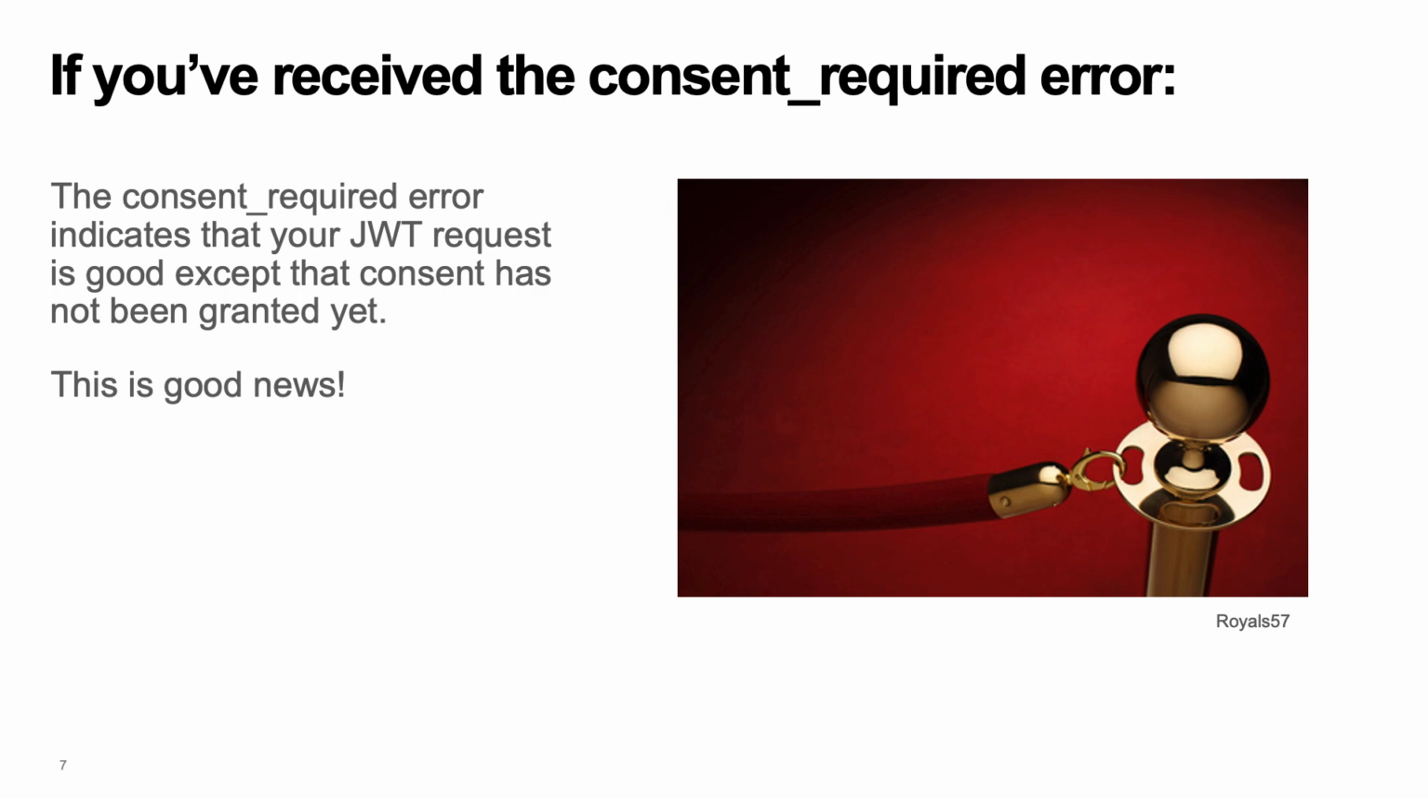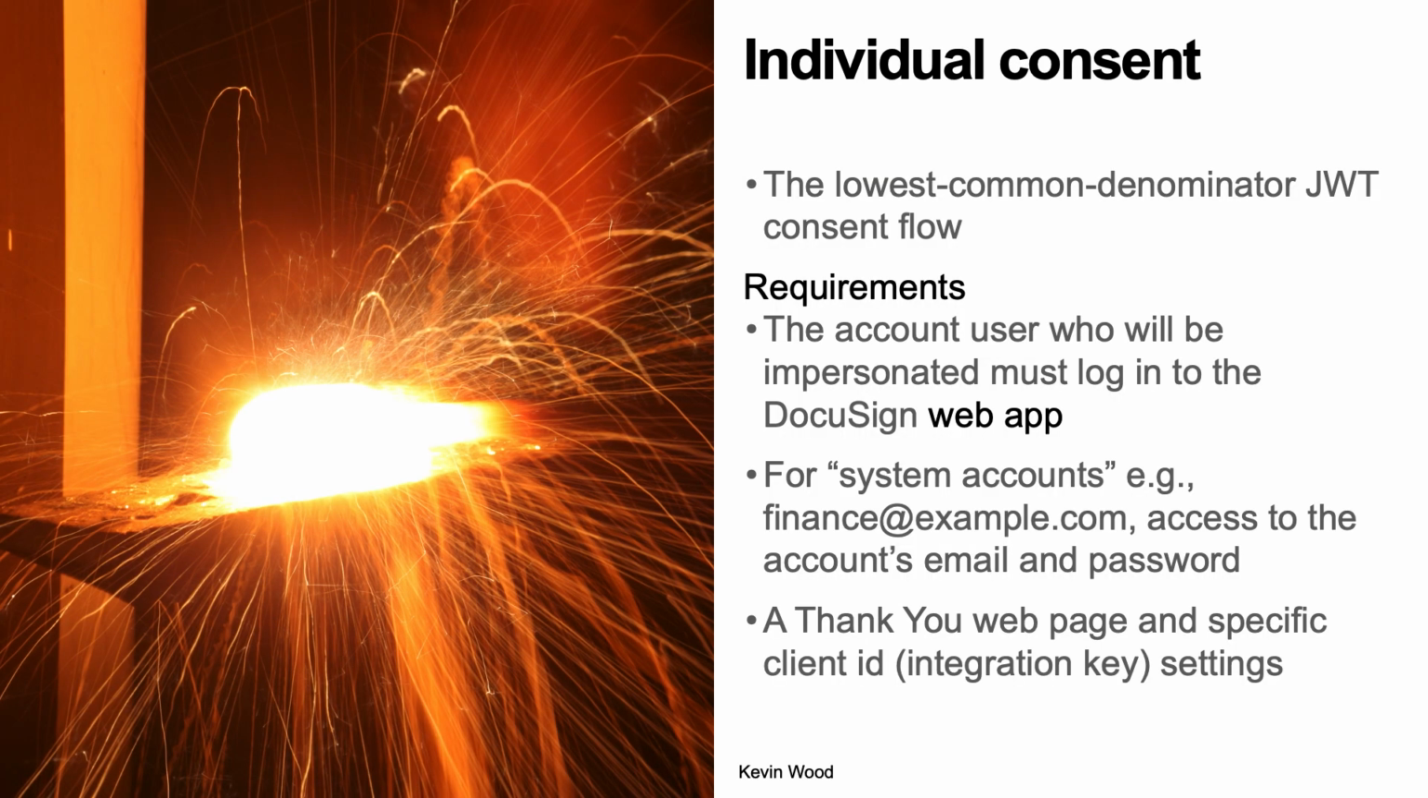Receiving this error when you're using the OAuth JWT Grant flow indicates that your application is creating the JWT request correctly. That covers a lot of software territory. Next, you just need to obtain consent for the user your application is impersonating, and you'll be ready to make API calls. Individual consent is the lowest common denominator JWT consent flow. It can be used for any JWT scenario.